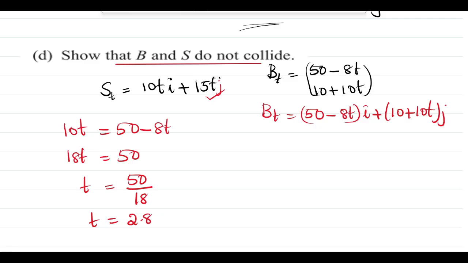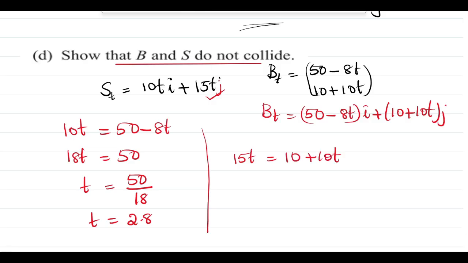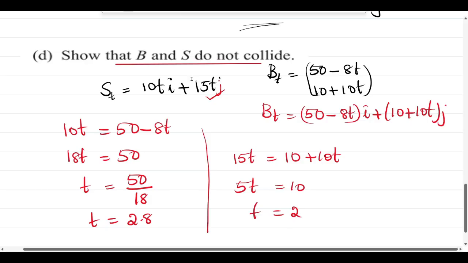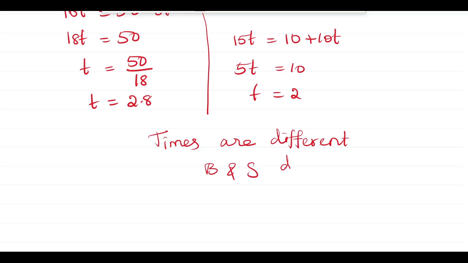At the same time, we can equate the j components also. So 15t equals 10 plus 10t. Then 15 minus 10 is 5t equals 10, so t equals 2 hours. Here the times are different, so they do not collide. B and S do not collide.